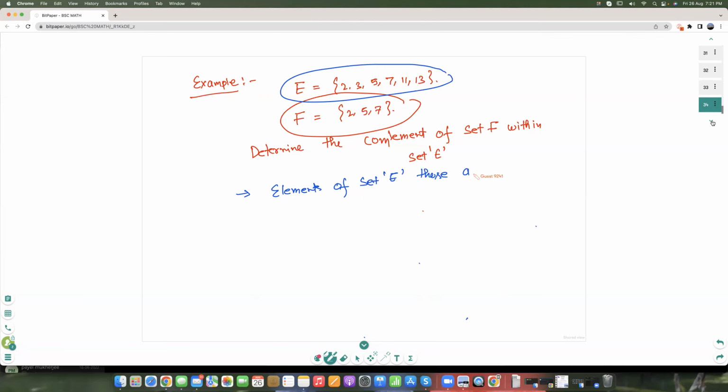Those that are not in set F. So what are those elements? 2 is there, 3 is not there, 5, 7 are there, 11 and 13 are not. So the complement of F, or you can write F^c, will be equal to {3, 11, 13}.